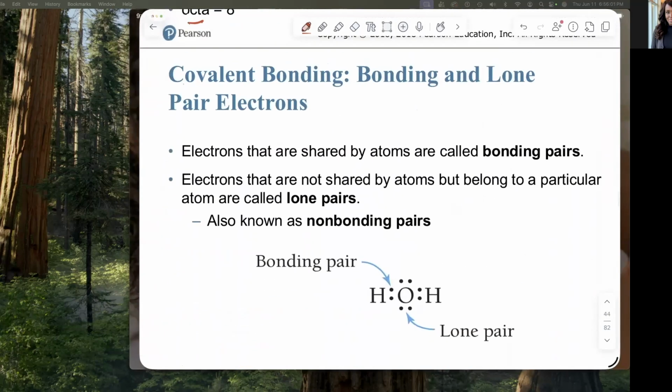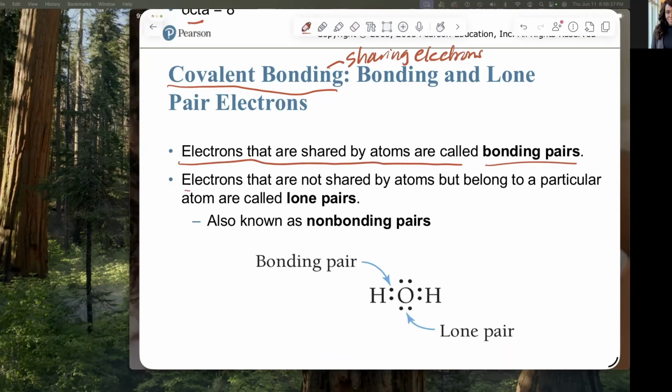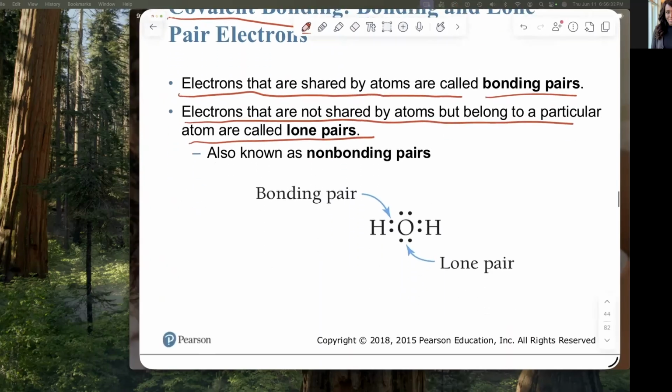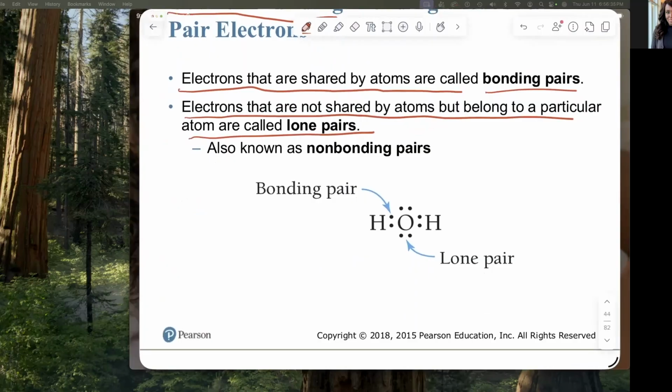In covalent bonds, remember, we're kind of looking at this from the point of view of Lewis. To form a bond, we have to have shared electrons. Covalent bonds, to form a bond here, you're sharing electrons. But how do you know how many to share? We're told here, electrons that are shared by atoms are called bonding pairs. Electrons that are not shared by atoms but belong to the particular atoms are called lone pairs. So once the sharing is done, some electrons belong to both elements, some belong to just one.